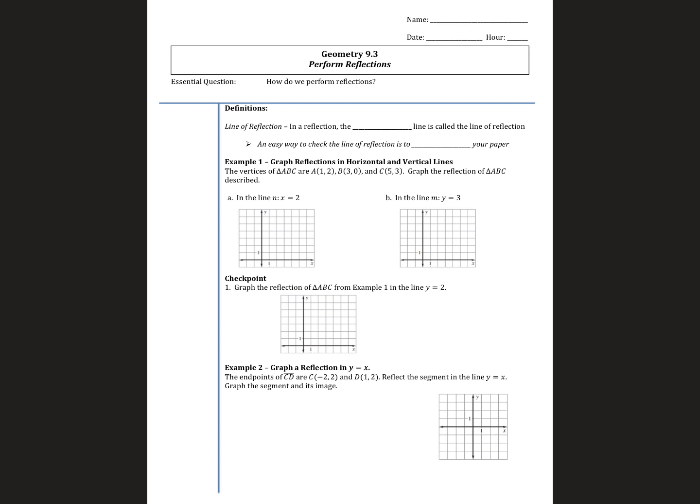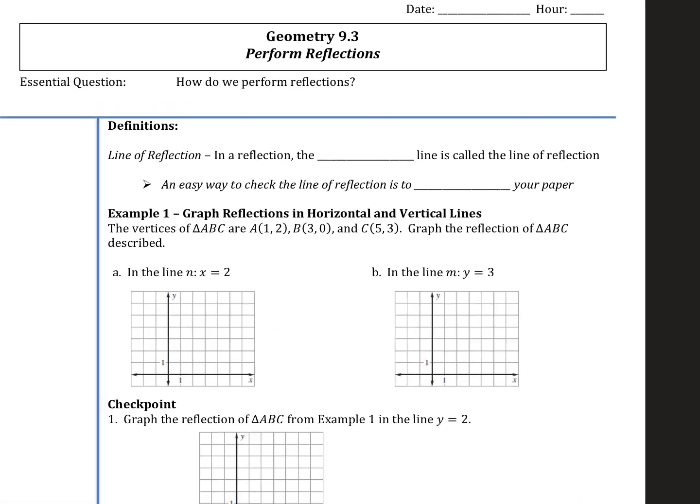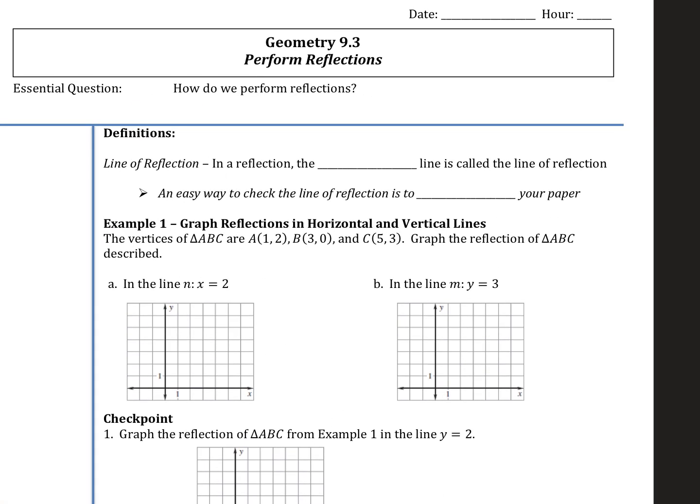Zoom out here in my notes. All right, so a line of reflection, in a reflection, it's the mirror line. Mirror line, okay? An easy way to check the line of reflection is to fold your paper. Fold your paper, okay? All right, sounds good.